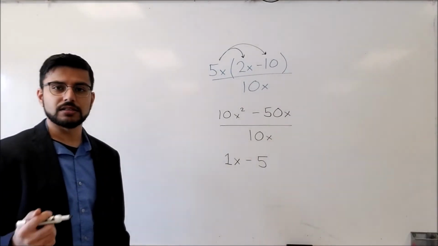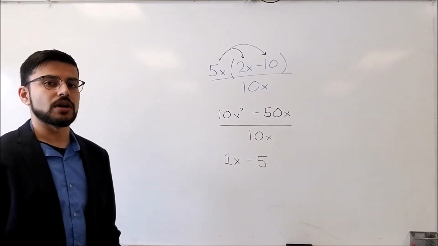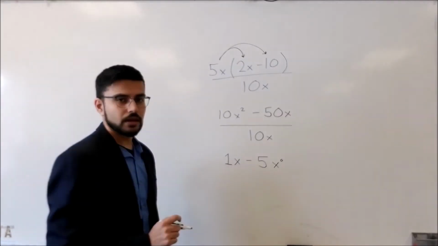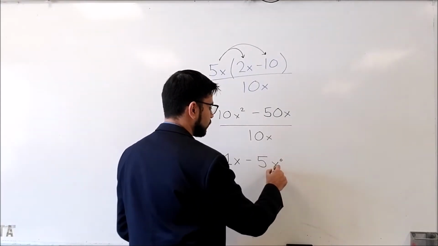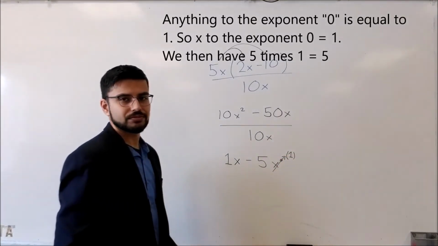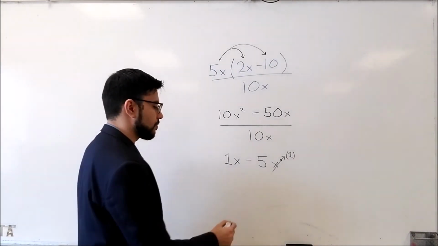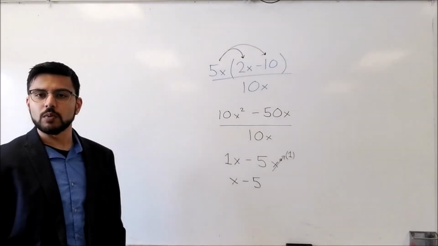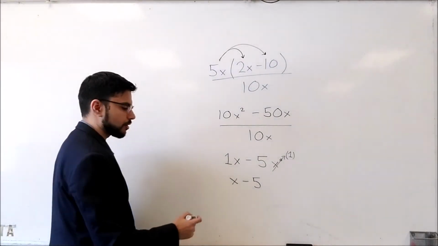And now I have x divided by x. Again, remember exponent laws. x to the 1 minus x to the 1 leaves us with x to the 0. What is anything to the exponent 0? It's just 1. So if we clean everything up here, I've got a 1x. I don't have to write the 1. I have a minus 5. And my x to the 0 became a 1. 5 times 1 is just 5. So this actually ends up being my answer.